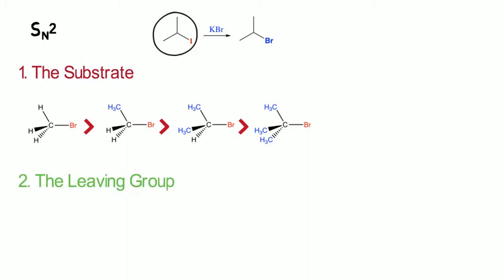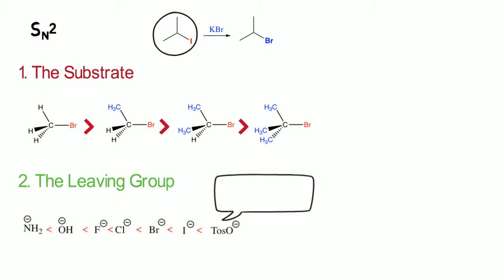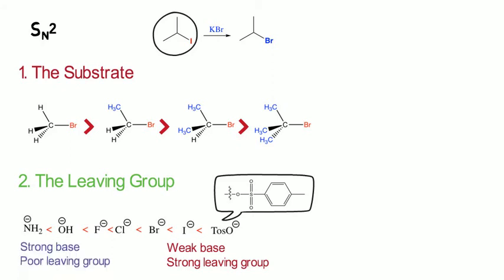The leaving group is the next factor determining the rate of SN2 reactions. The best leaving groups are those that best stabilize the negative charge in the transition state. The groups that best stabilize a negative charge are the weak bases. Thus, chloride, bromide, and tosylate make good leaving groups, while strong bases such as hydroxide make poor leaving groups.